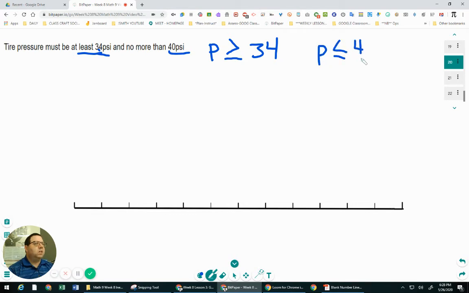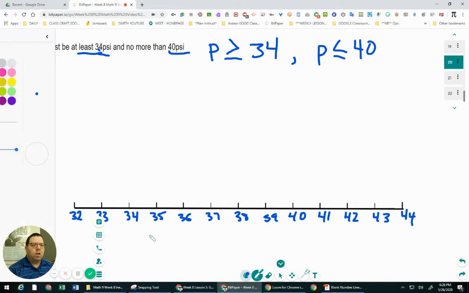So in this case, a little comma here. The pressure has to be greater than or equal to 34. It has to be less than or equal to 40. Then let's start with, we should have enough room. 32, 33, 34, 35. Oh yeah, we easily have enough room. 36, 37, 38, 39, 40, 41. So, I'm a little off center here. Do you see why you've got to try and make it as best as you can?